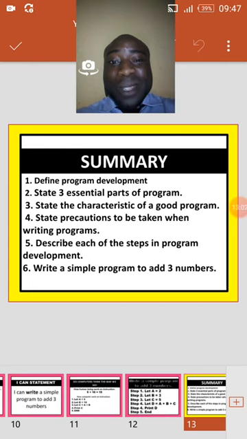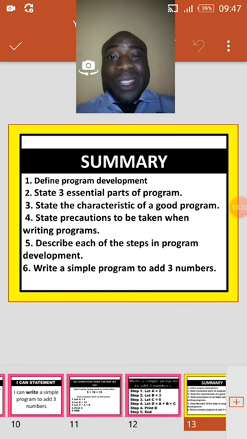Then we state the characteristic of a good program: accuracy, readability, generality, usability, clear to be understood by all. And we state precautions to be taken when writing programs, where we have no step skipping, do not rush, and check for errors in the program. And we describe each of the steps in program development, starting from problem definition, problem analysis, and program design, program coding, and program testing. And we write a simple program to add 3 numbers.